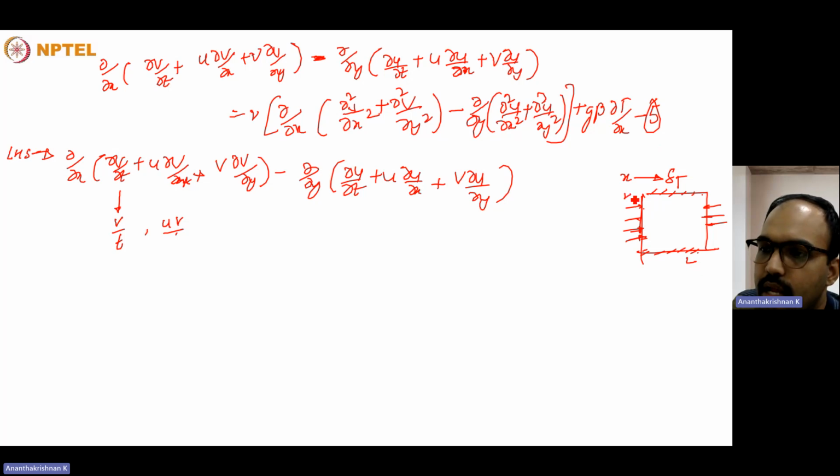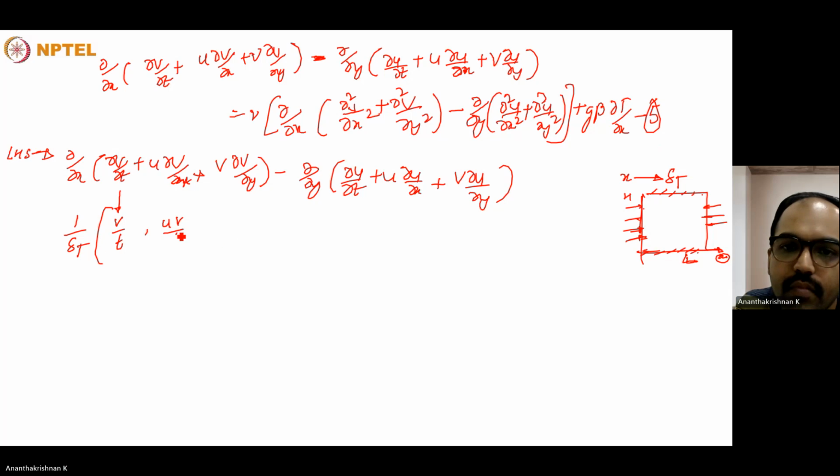So if this is L and this is H, the X direction will not be scaled with respect to L, but rather it will be scaled with respect to delta T, that is the boundary layer, because farther away from the surface there will be a core region that will not be interacting with any of the heat transfer that occurs due to the vertical wall. So we have to scale it accordingly. So X can be scaled according to delta T.